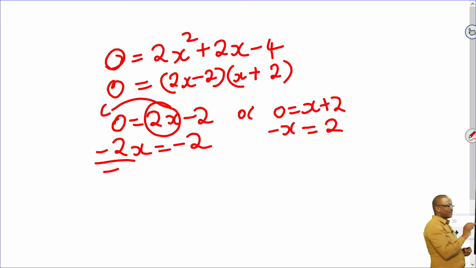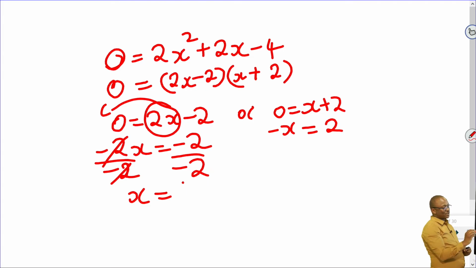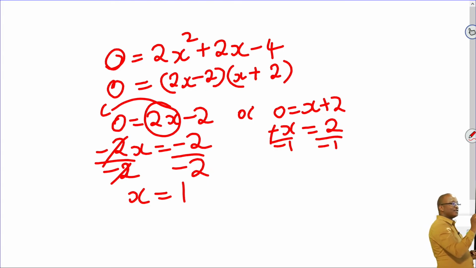Then we divide here by negative 2. We divide by negative 2. Negative 2 cancels negative 2. x is equal to 1. So here we divide by negative 1. Negative 1 cancels that. Then we're going to have negative 2.